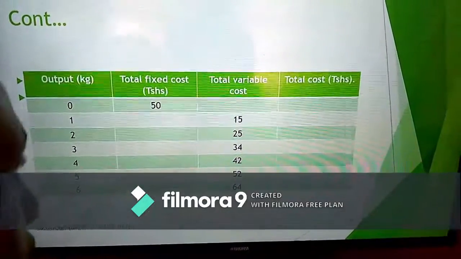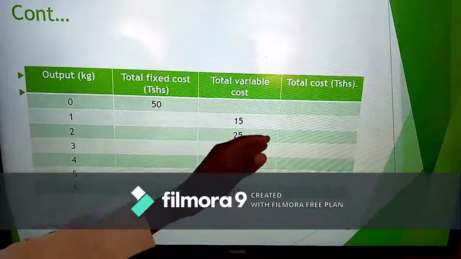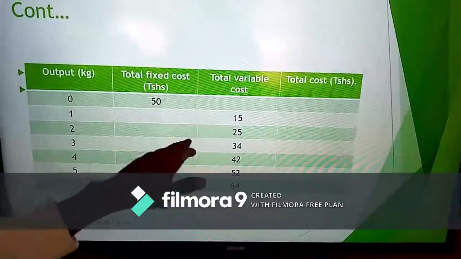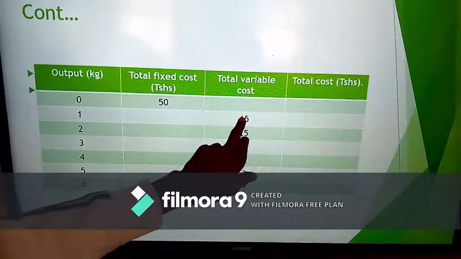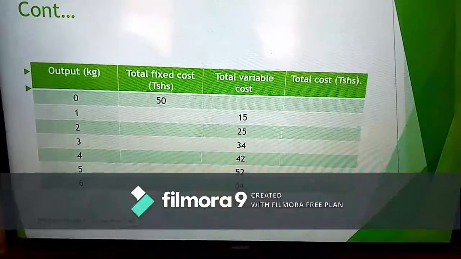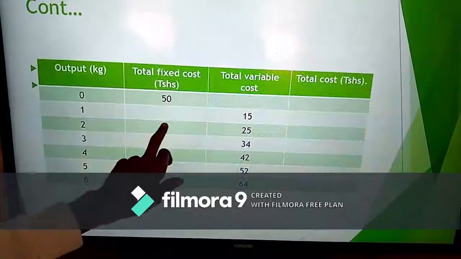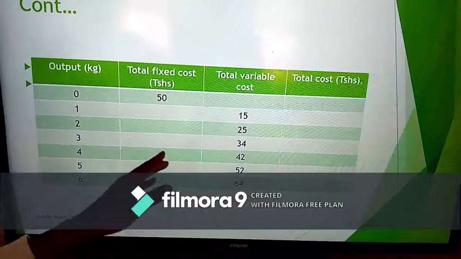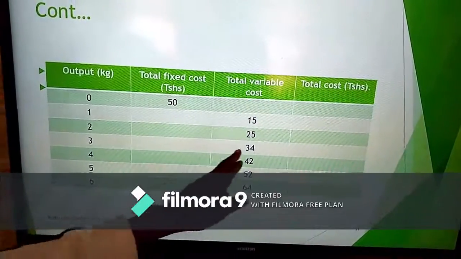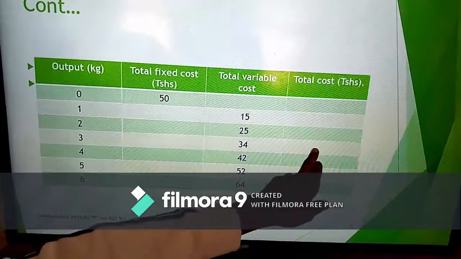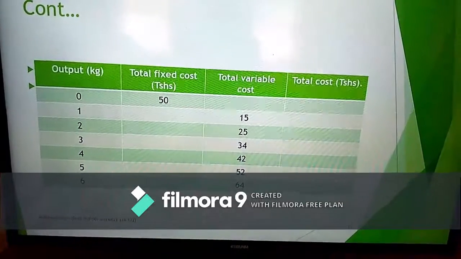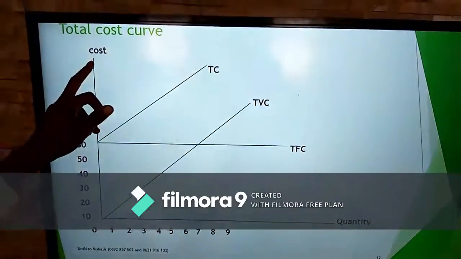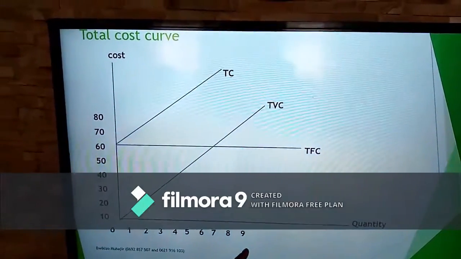So our task remains to determine the total cost. At level 1, you will take 50 plus 15. Here you will get 65. At level 2, there is 50 plus 25. You will put the answer here. At level 3 will be 50 plus 34. You will put the answer here, and the remaining ones. Now, our graph will look like this, as you can see here.